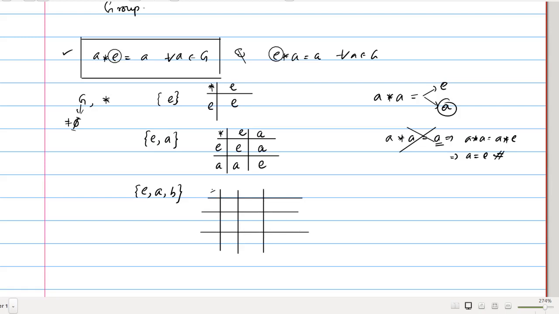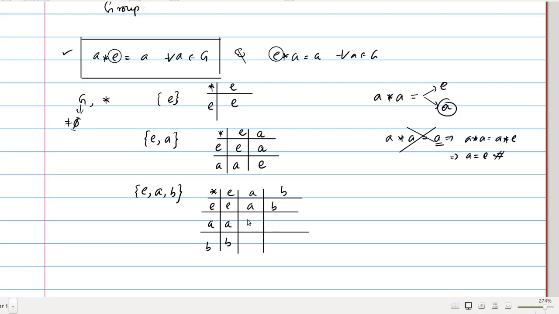Then if we have a star here, with E, A, B, since E is the identity element, E star E will give E, E star A is A, E star B is equal to B. Similarly, A star E is A, B star E is B. Okay, so these are the possibilities.